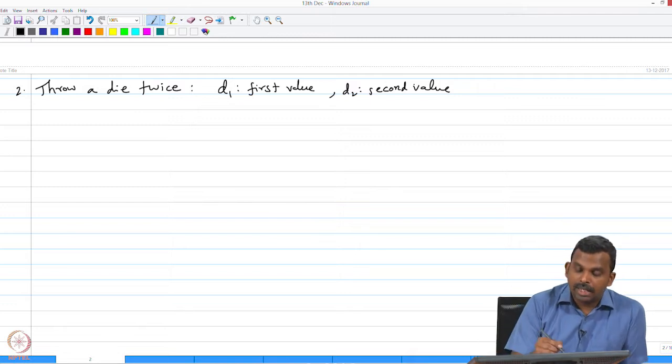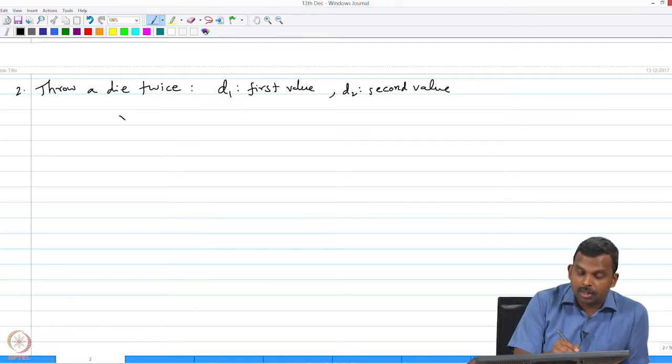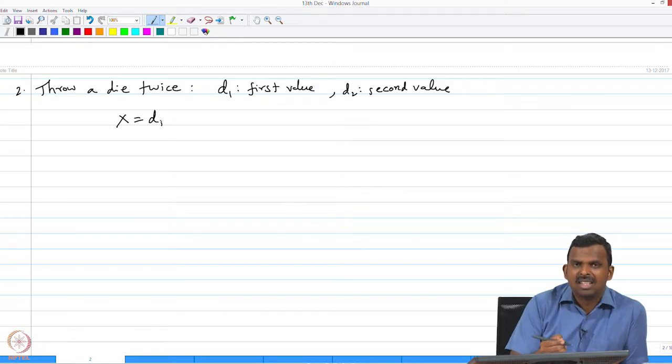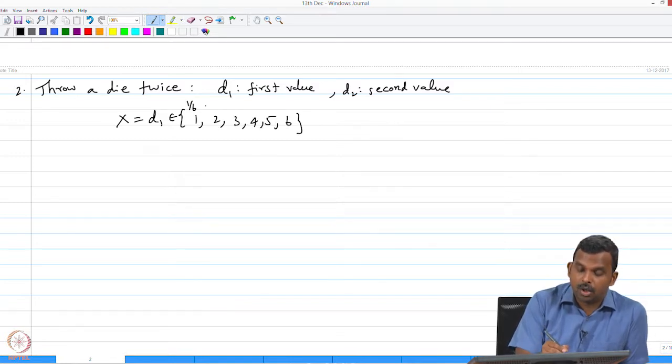Okay. So, I can define a random variable, let us say x equals d1. Okay. So, it is a very simple random variable, it would take 6 values, and what will be the probability which I can write on top: 1 by 6, 1 by 6, 1 by 6, 1 by 6, 1 by 6, 1 by 6.